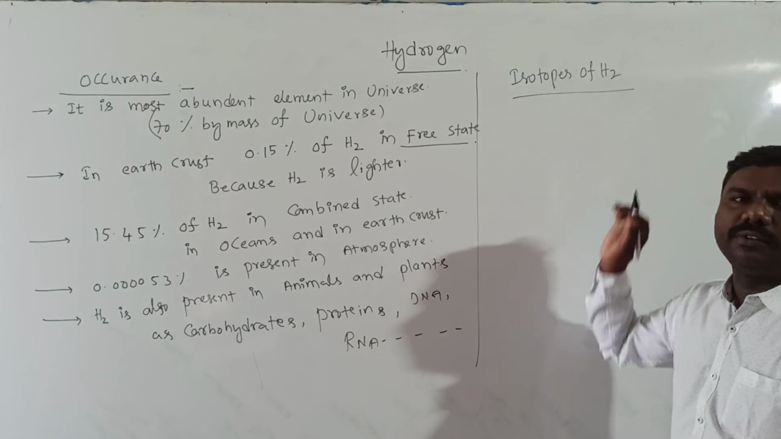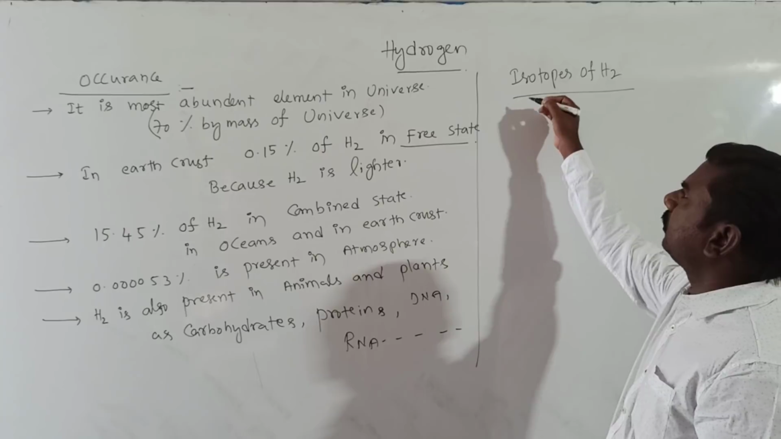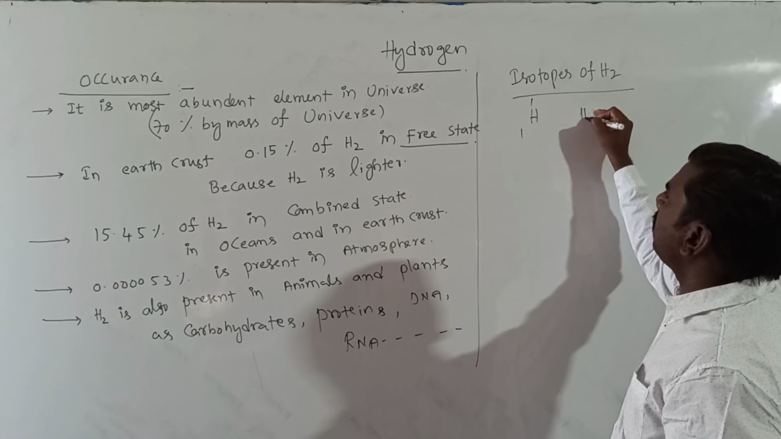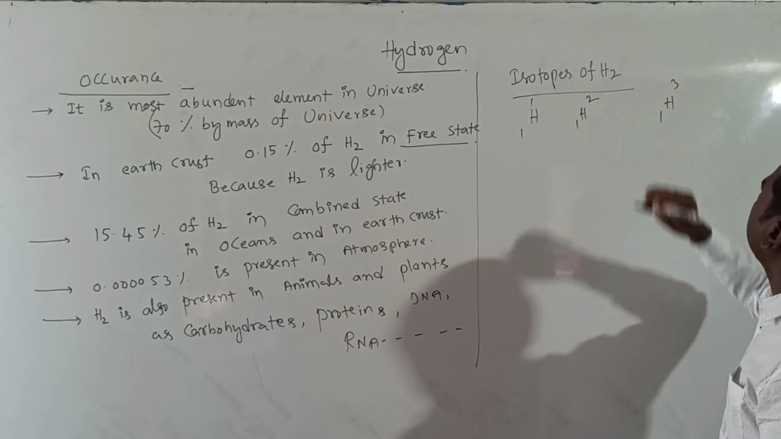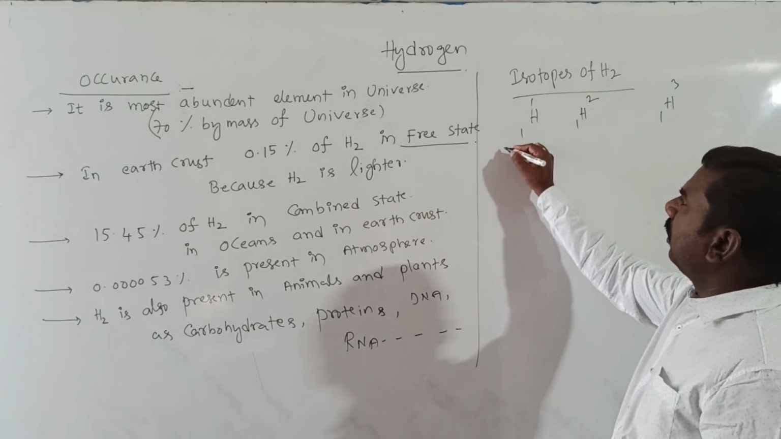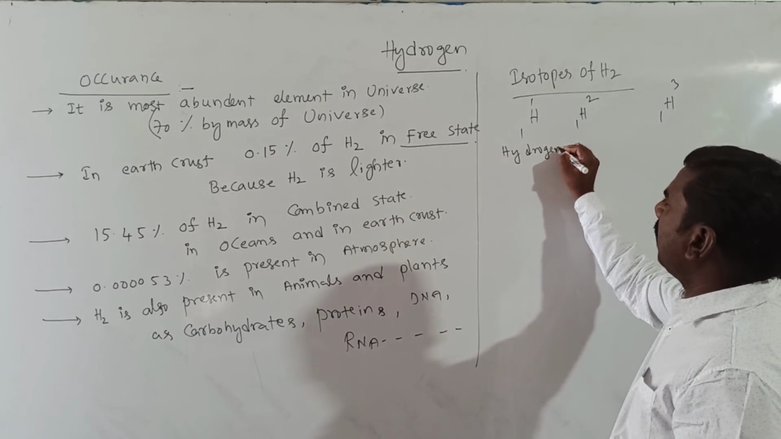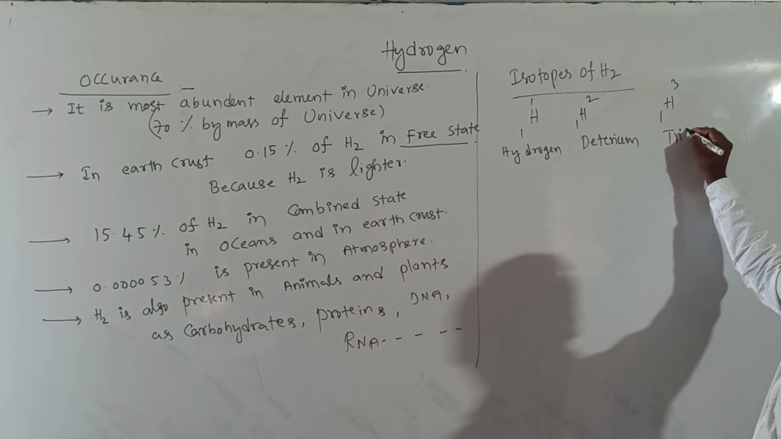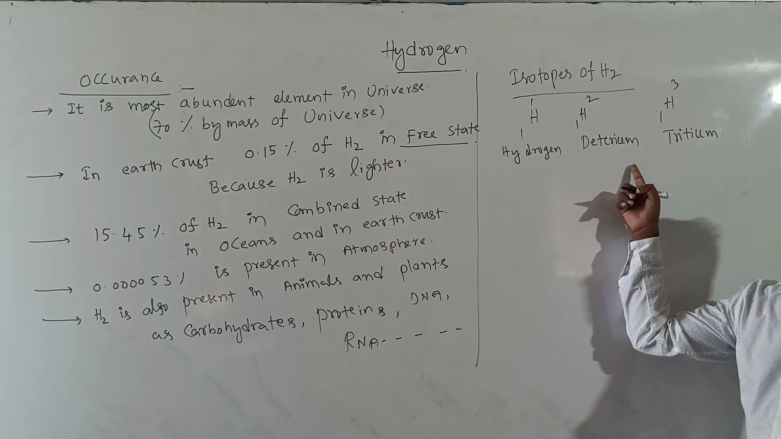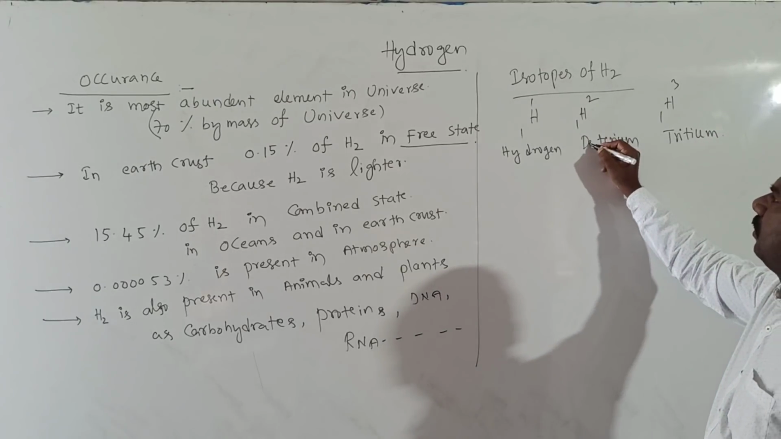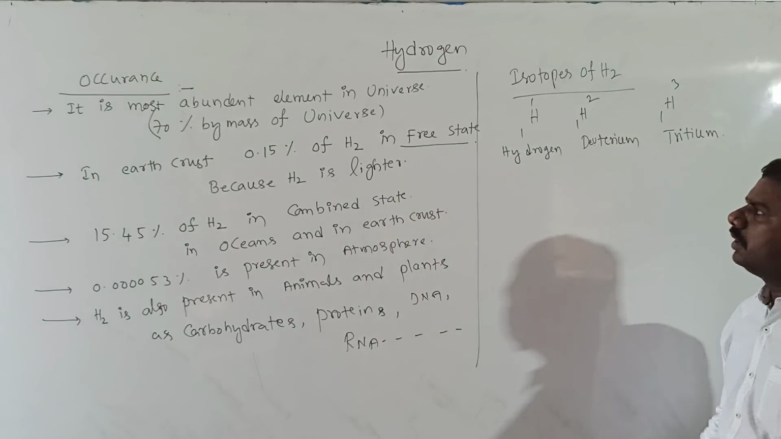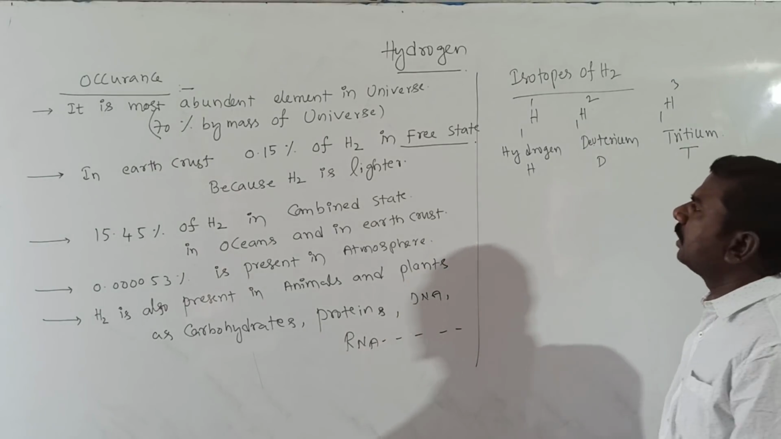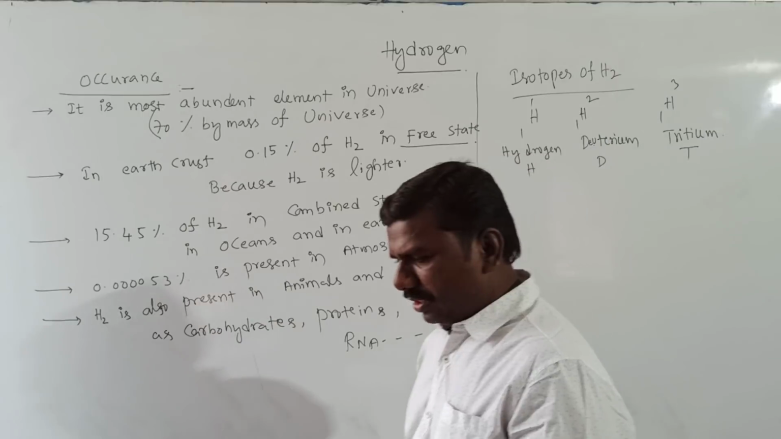Next one is isotopes of hydrogen. There are three isotopes. First one, hydrogen, deuterium, tritium: H11, H12, H13. This is called hydrogen, this is called deuterium, and this is called tritium. Hydrogen, deuterium, tritium are indicated as H, D and T. Right? So atomic number, I am writing the properties here.